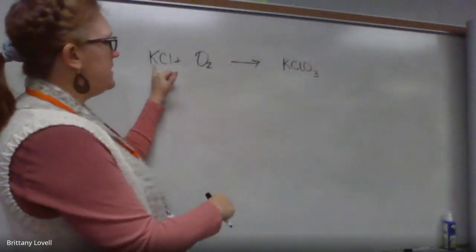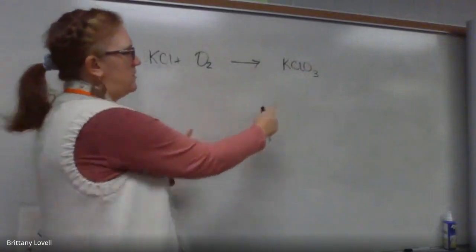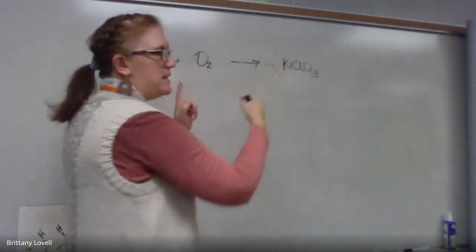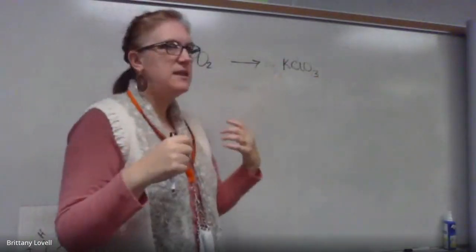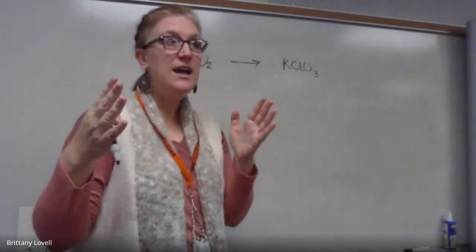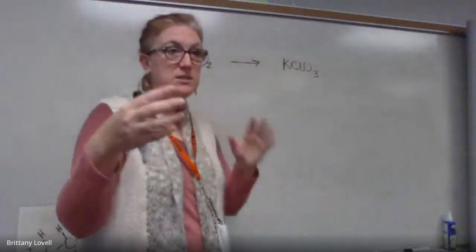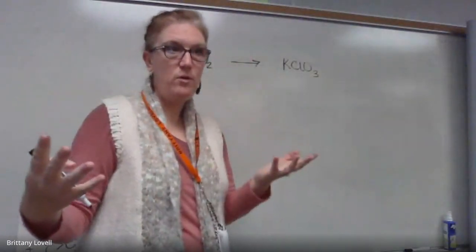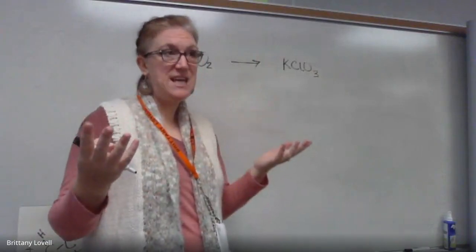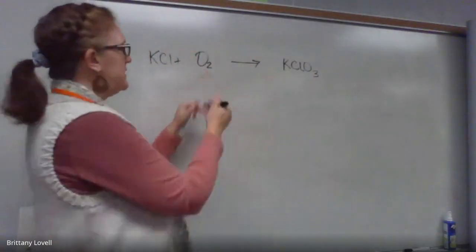I have 1 K here and 1 K here. 1 Cl here, 1 Cl here. Here is my problem. I have 2 of these and 3 of these. So when you have something like that, how would you get them to be the same? You need something to multiply to where you're going to get a least common multiple, right? So what's the least common multiple between 3 and 2? 6, right? They would both go into 6. So figure out how you would get this one to go into 6.